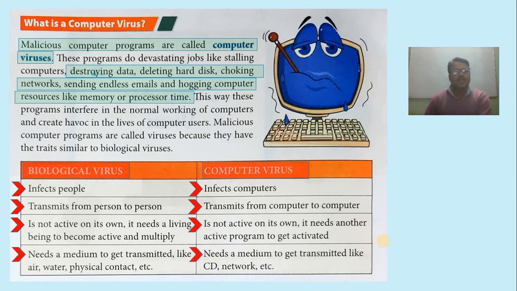A virus needs a medium to get transmitted, like air, water, physical contact, etc. That means a biological virus can be spread or transmitted with the help of air, water or physical contact. A computer virus needs a medium to get transmitted, like a CD, nowadays a pen drive, the internet, or a network. These are all important.